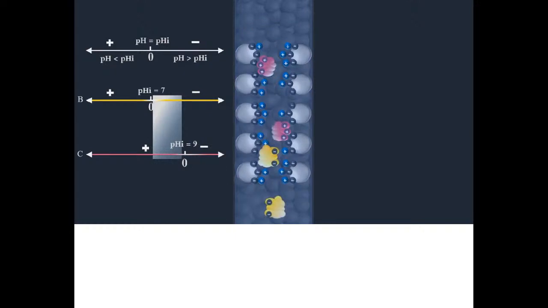Protein C is still charged positively, consequently still retained. Next, protein C can be eluted if we apply a buffer with pH above its isoelectric point. So it becomes negatively charged, and it will pass through the column.